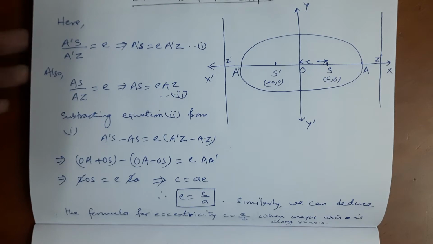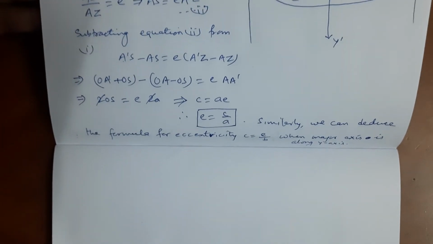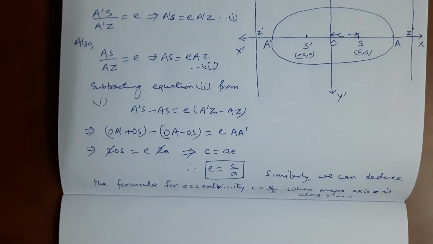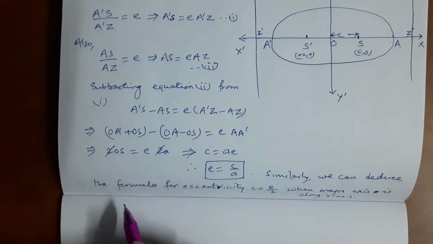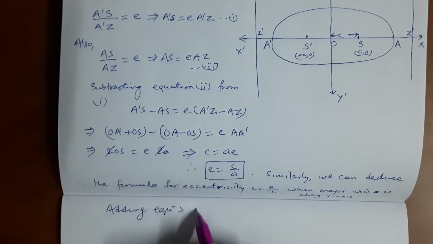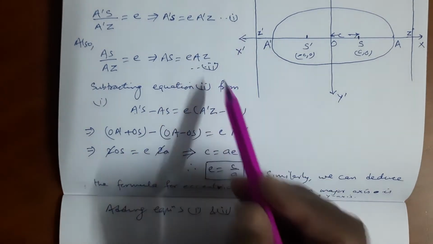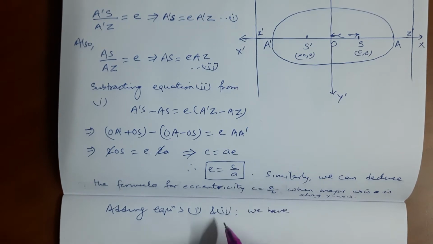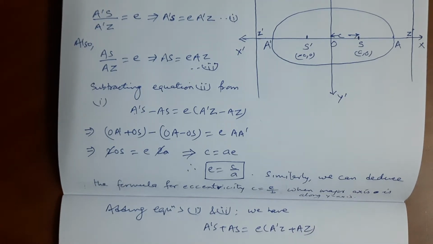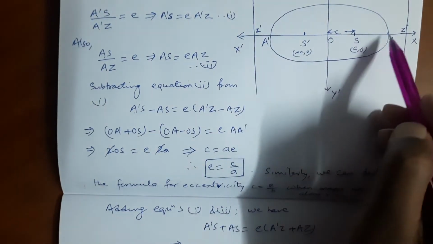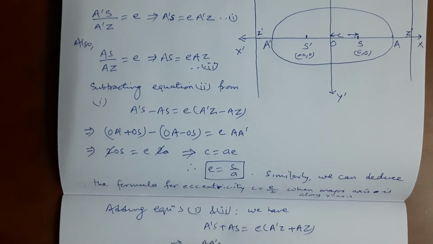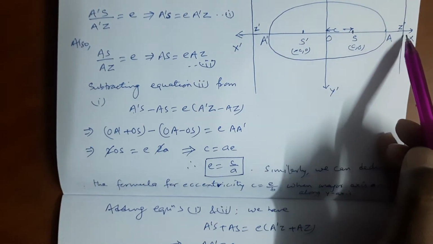Now, also by adding equations 1 and 2, we can deduce the formula for the directrix. While adding equations 1 and 2, we have A dash S plus AS equals E times (A dash Z plus AZ), we can write. A dash S plus AS will be A dash A, equals E times (A dash Z plus AZ).